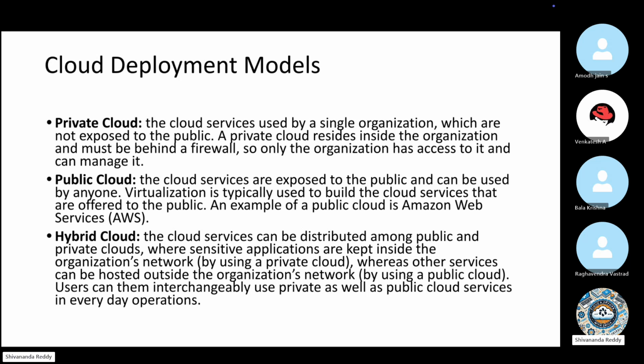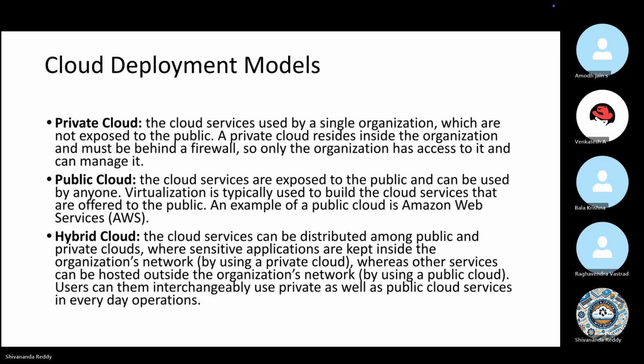Then public cloud. The cloud services are exposed to the public and can be used by anyone. Virtualization is typically used to build the cloud services that are offered to the public. An example of public cloud is Amazon Web Services, AWS. For example, I can use AWS, you guys can use it, a company can use it, business people can use it, marketing people can use it, even students can use it for learning. Anyone can use it. But what is required? You just pay the amount and you can use it.